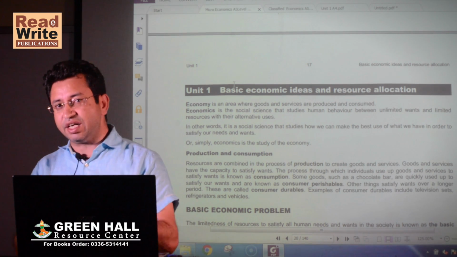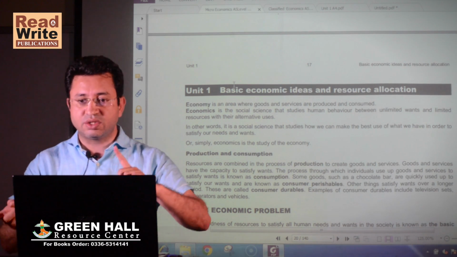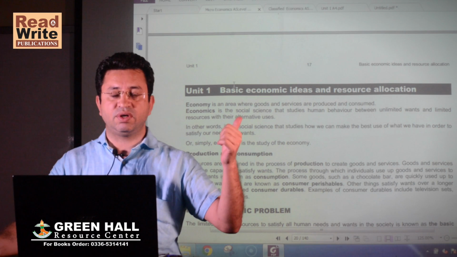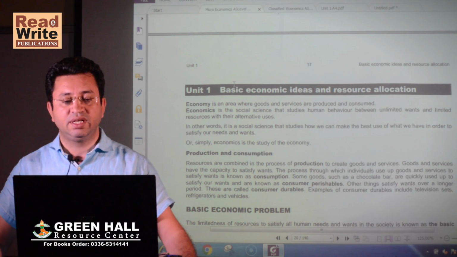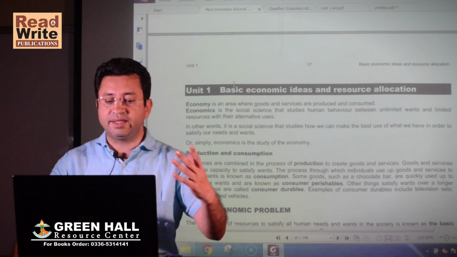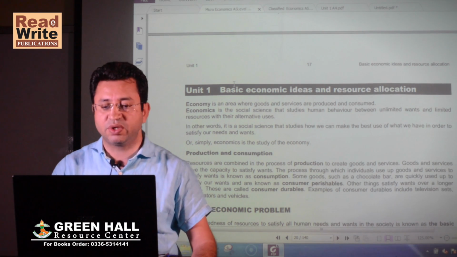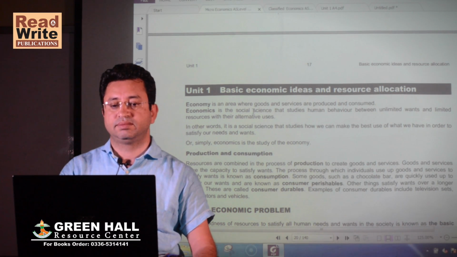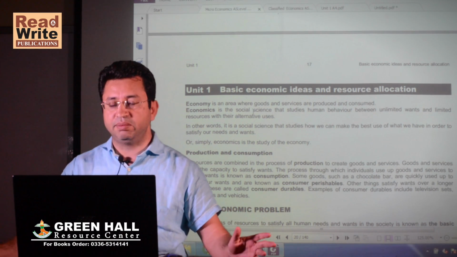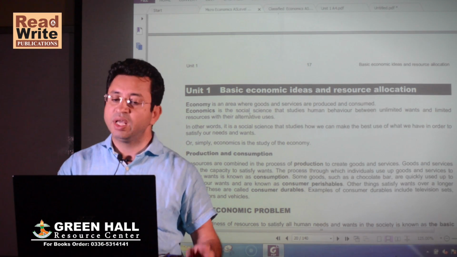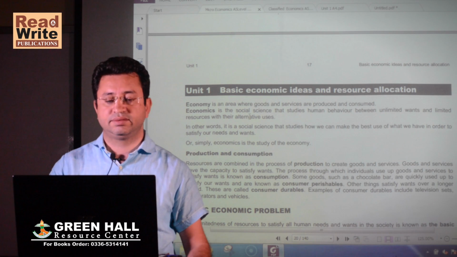On the other hand, the second thing which we need to consider, and these are the two ends between which economics falls. The first is unlimited wants. The second one, we have limited resources. Okay, what are resources? Anything which is helpful in production of goods and services is a resource. That could be machine, that could be labor, that could be land, that could be anything which is helpful in production, and we call them limited.